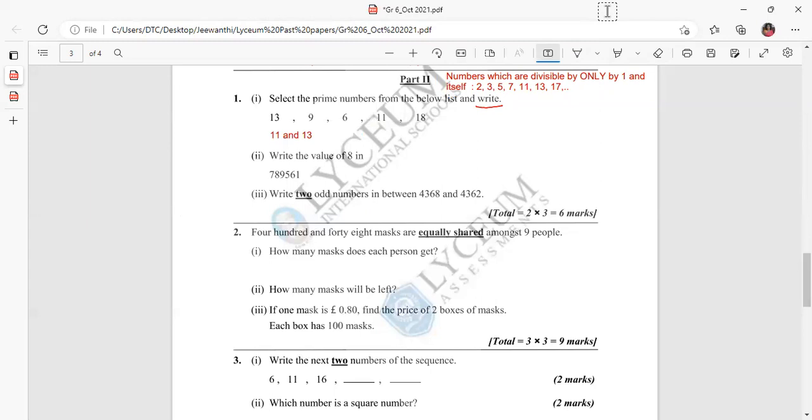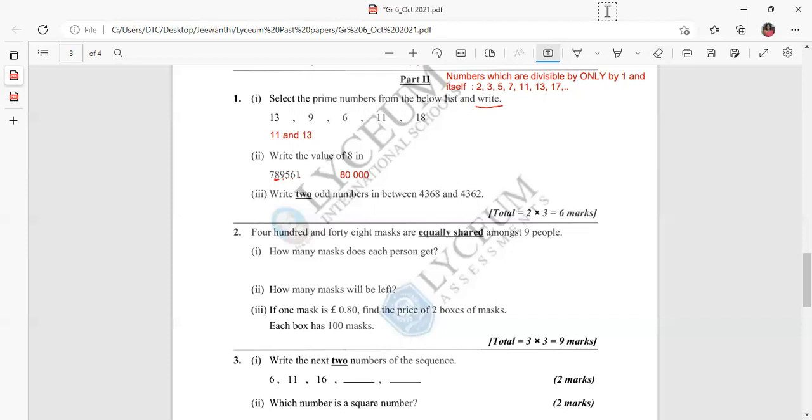Then you want to write the value of 8. First of all, you underline that value, right? So then the unit place, then the tens place, 100 place, 1000 place, 10,000 place. So then what is the value, children? It is in 10,000 place. So then it should be 80,000. They are asking the value of 8. Value of 8 is 80,000.